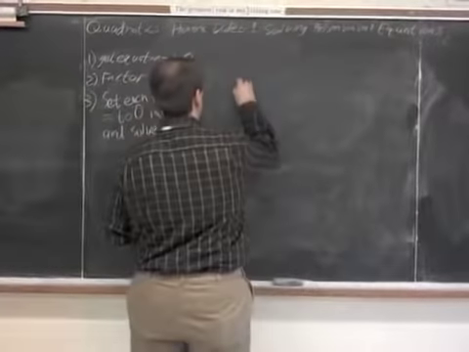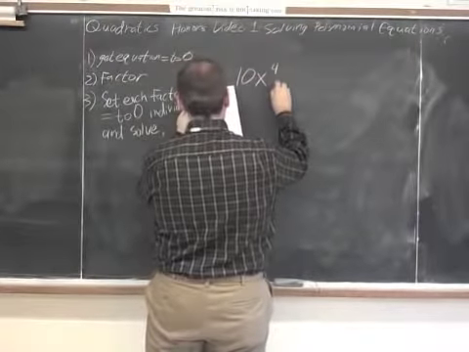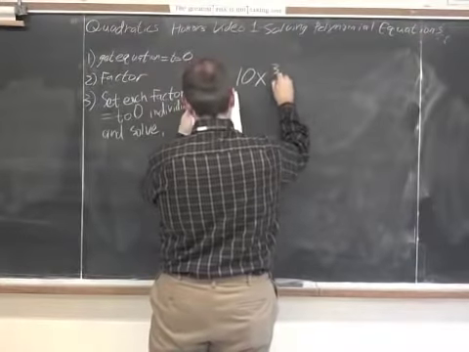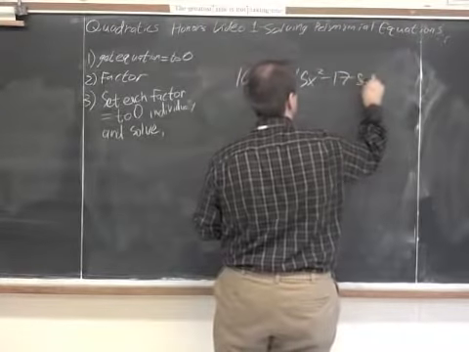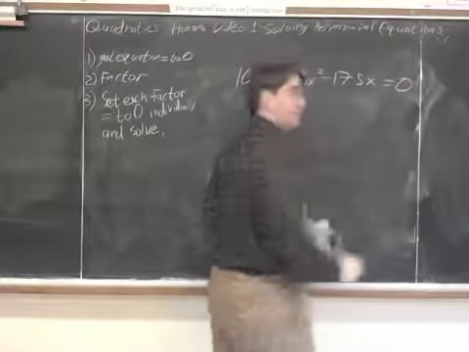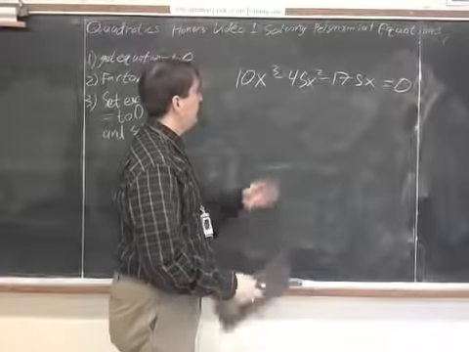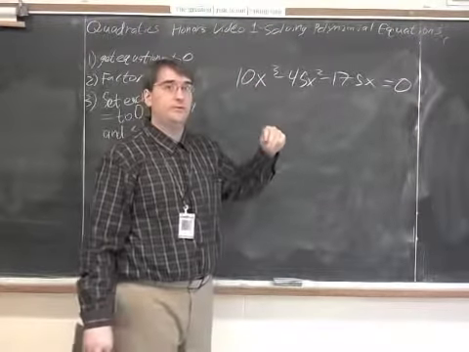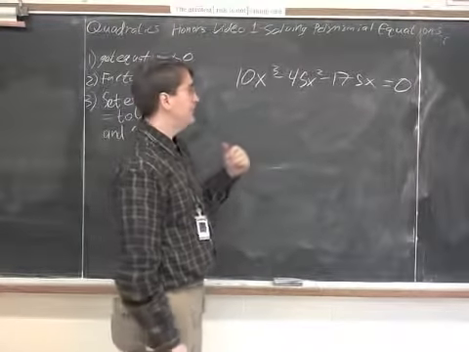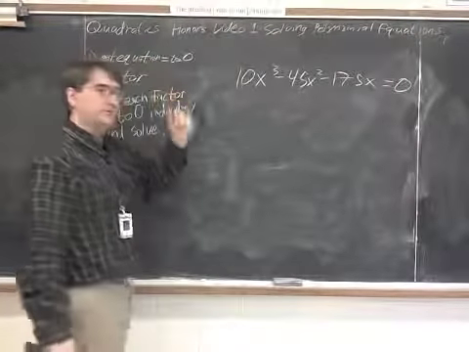As another example, 10x cubed minus 45x squared minus 175x equals 0. Because the degree of this is 3, we should be looking for as many as 3 solutions. It's already equal to 0, so we have that.